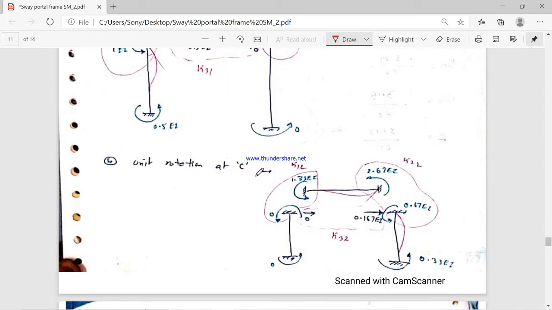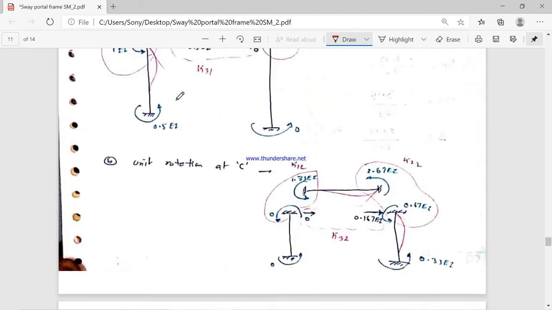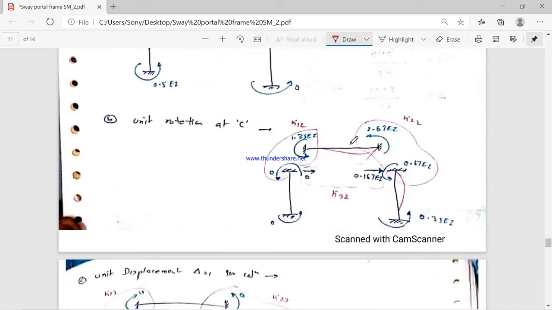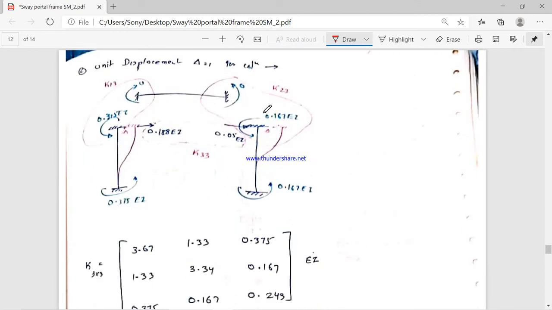Next, unit rotation at point C, the same thing is applicable. The exact mirror image will be formed at point C, just like B. Then the unit displacement delta will be calculated. At the moment, the formula will become 6EI by L square, and at the reactions it will be 12EI by L cube. So according to the span condition, you have to put the formula very carefully and you have to write the value.